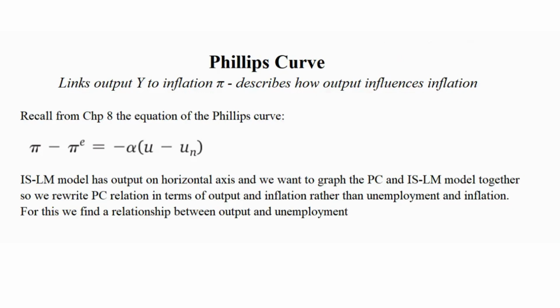Now, the idea is that the IS-LM model we know has output on the horizontal axis. And in an IS-LM-PC model, we want to graph the Phillips curve and the IS-LM model together. So for this, we want to rewrite the Phillips curve equation as a relation in terms of output and inflation rather than unemployment and inflation. For this, we will need to find a relationship between output and unemployment so that we can connect inflation and output rather than inflation and unemployment.